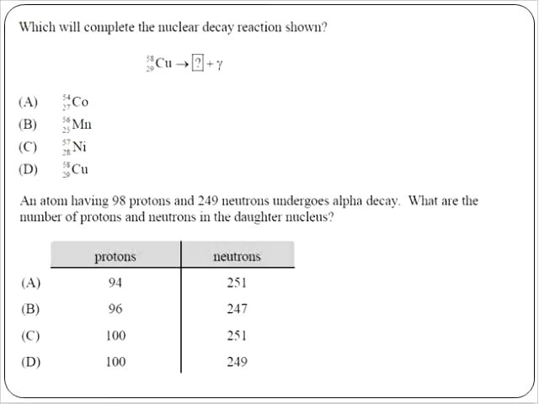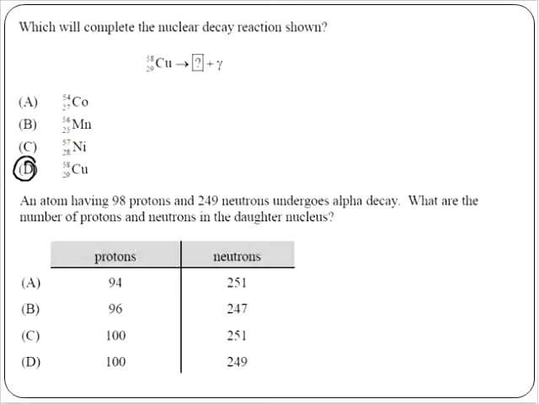So the first question says, which would complete that nuclear decay reaction shown? You'll notice that the only thing shown on the other side is the symbol for gamma. Remember, in gamma radiation, the only change is the energy of the nucleus. There's no numbers associated with this gamma radiation. It's actually 0, 0, just like a neutrino. So that means the numbers are going to stay the same, 58 and 29. So the only one that stays 58 and 29 is D.